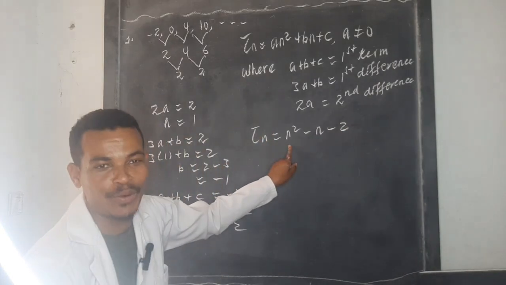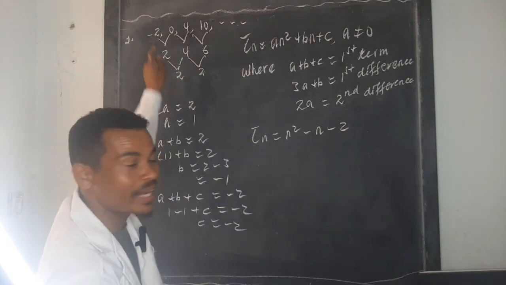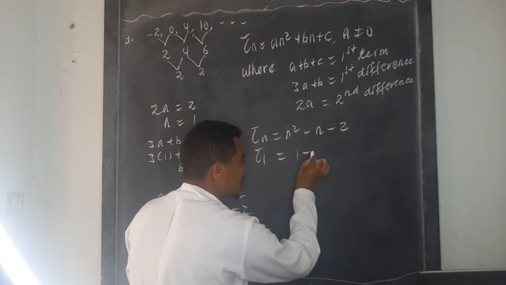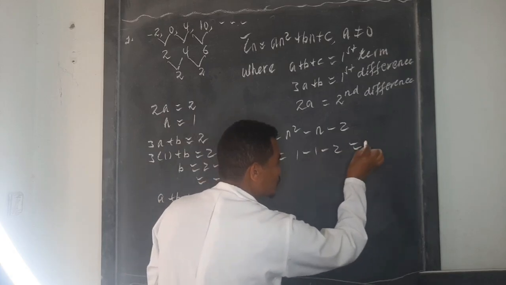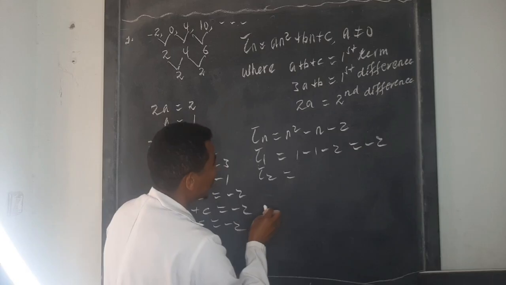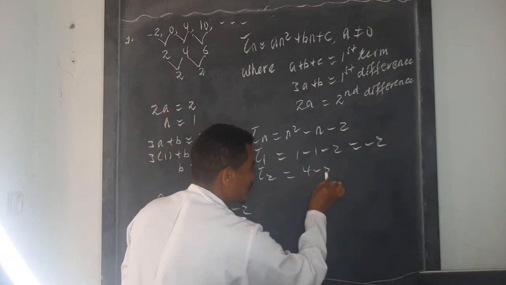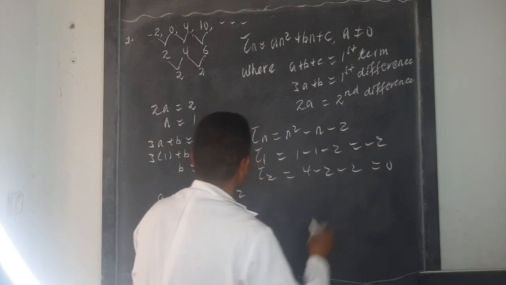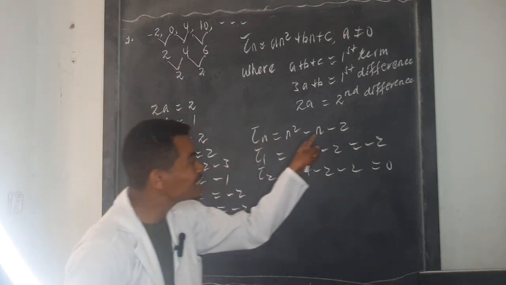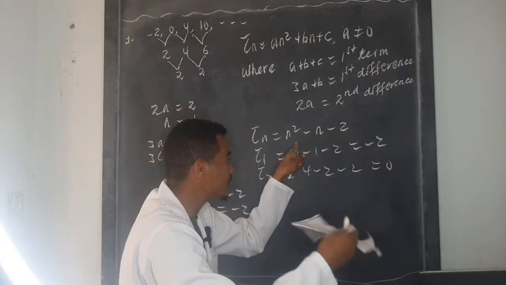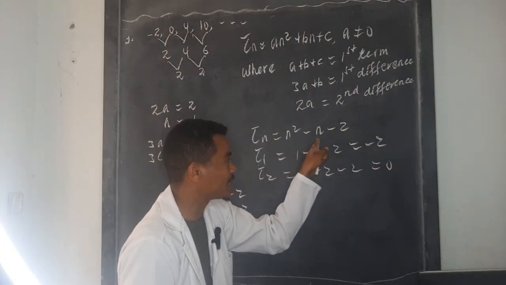This is the general form. Now what is t1? It is minus 2. Let's check. t1 is equal to 1 square, which is 1, minus 1, minus 2, is equal to minus 2. For t2: 2 square is 4, minus 2, minus 2, is 0. So this is the nth term of this quadratic sequence. If we are asked for t10, t20, or t30, we will apply this one.